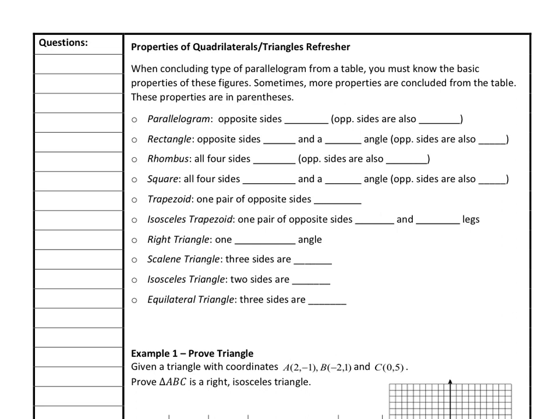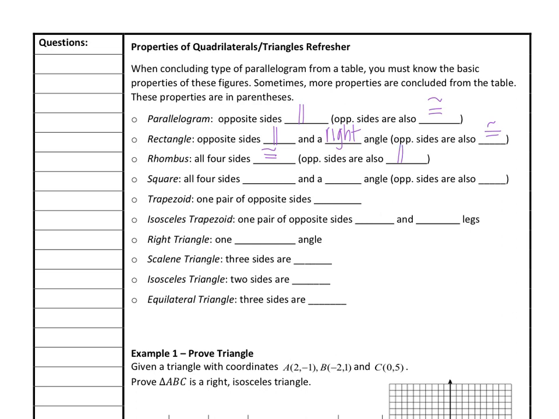So here it says that a parallelogram, we know basic property is that opposite sides are parallel. But we also know that opposite sides are congruent. A rectangle, if you recall, is a parallelogram that has opposite sides parallel and a right angle. But don't forget, opposite sides are still congruent. A rhombus is a very special parallelogram where all four sides are congruent. But again, opposite sides are parallel.